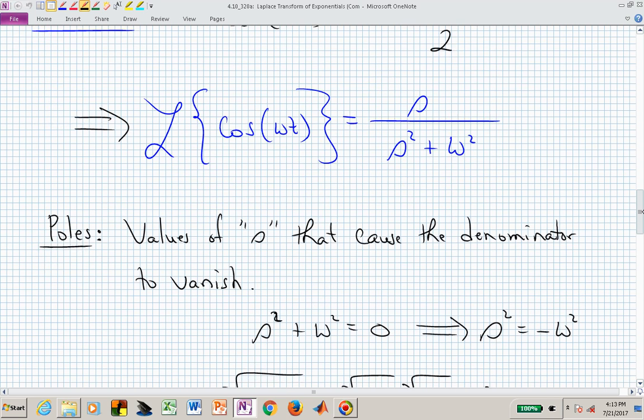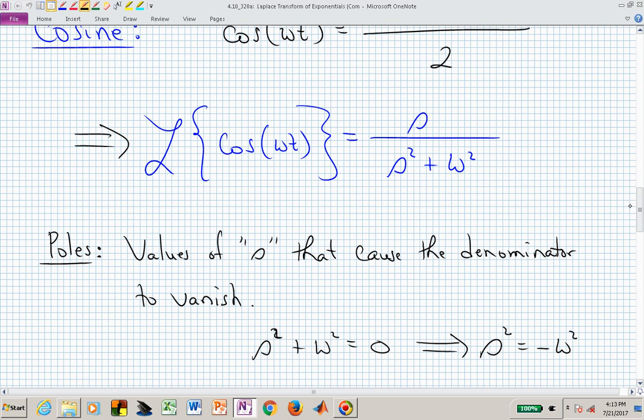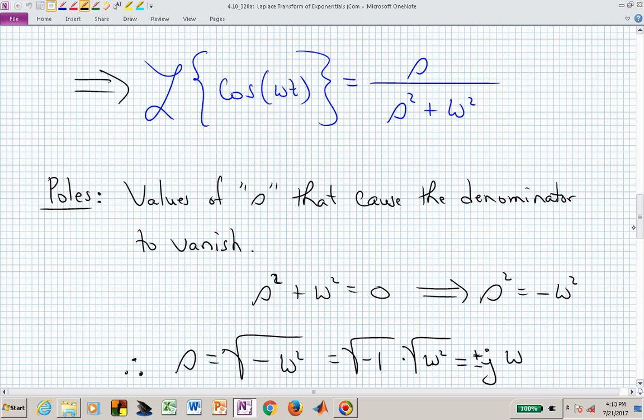Those are the poles. That's when s squared plus omega squared is equal to 0, or when s squared is equal to minus omega squared. If we take the square root of both sides, we have s is equal to the square root of minus omega squared.